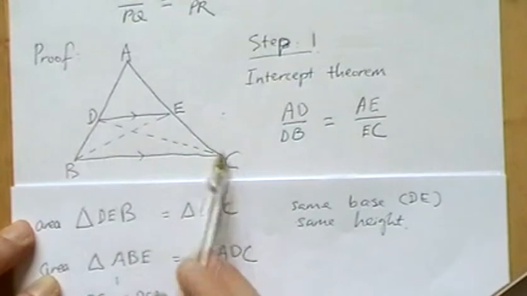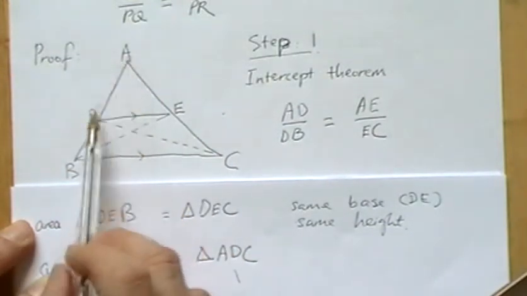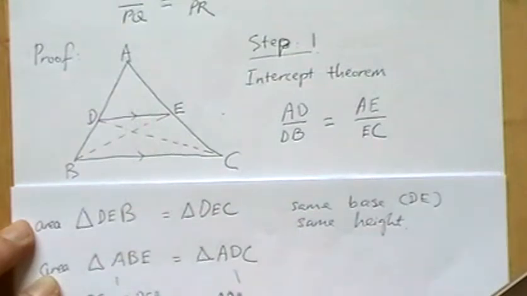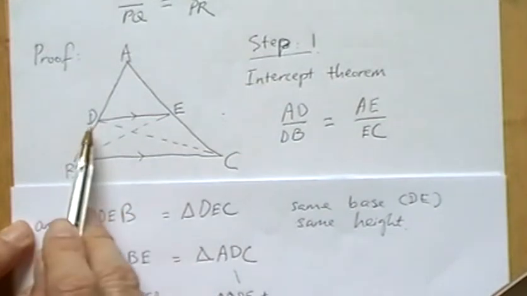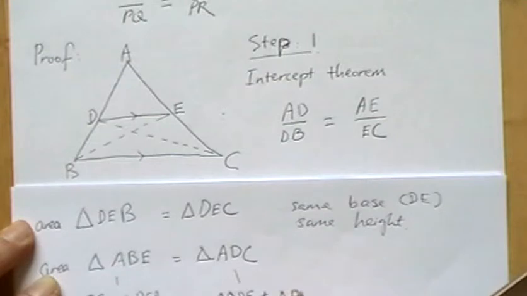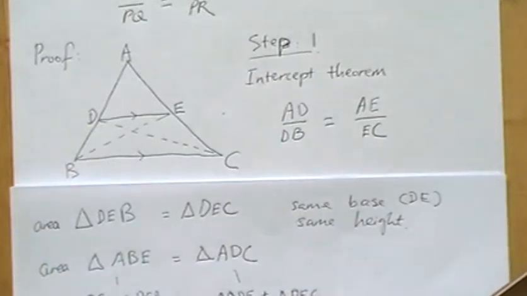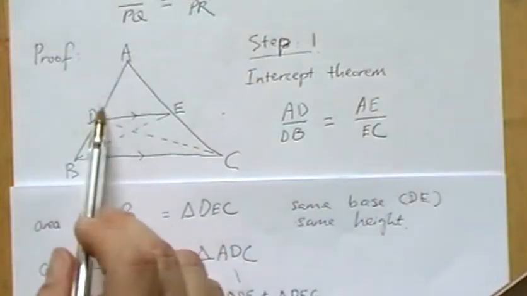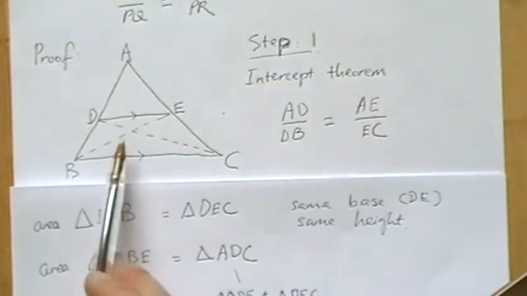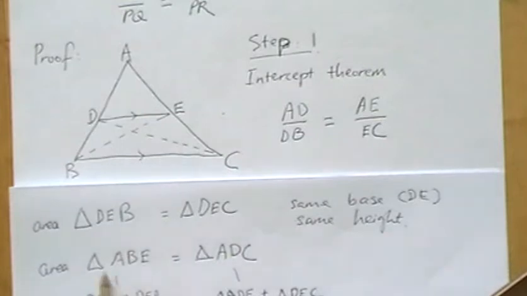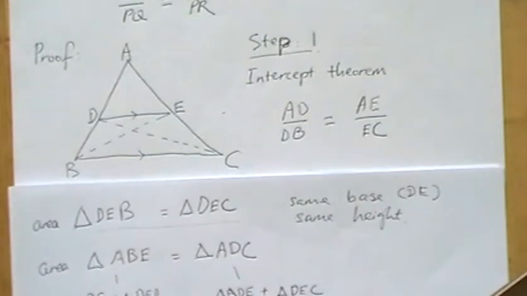Now that one, ADC, is made up of ADE and DEC. So if you compare those two, you see that the triangle ADE is common. It's the same. Now the other two parts, which is this part and this part, we have already seen from the last step that they are equal. Right? Those two are equal. So therefore, this must be true. So the area of this is equal to this because this is equal to this, basically.